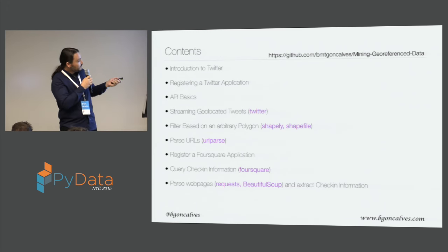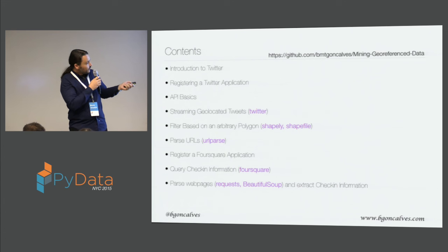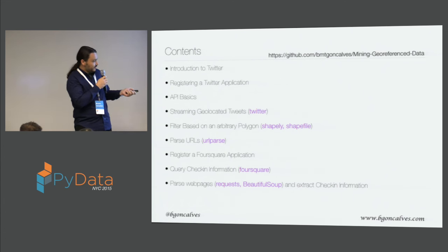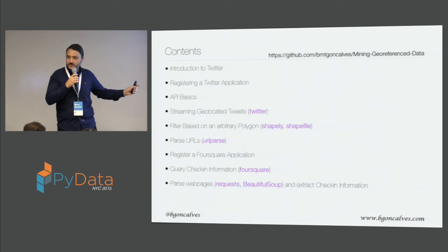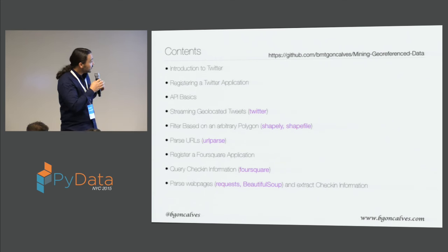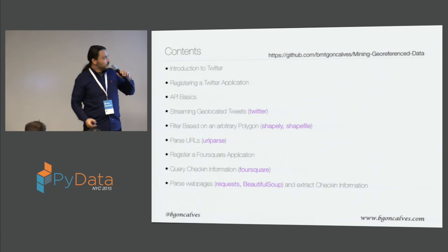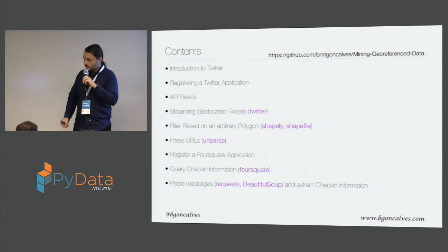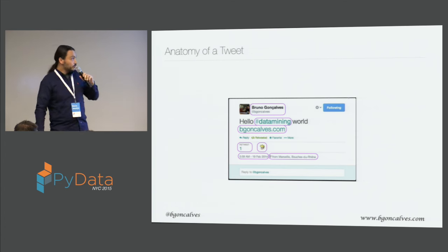If you want to follow along, it will help if you have the Twitter shapefile, URL parse, Foursquare, request, beautiful soup, and also NetworkX installed. If not, I'll just try to describe more or less what we'll be doing and how it's going to work. So you're all familiar with Twitter.